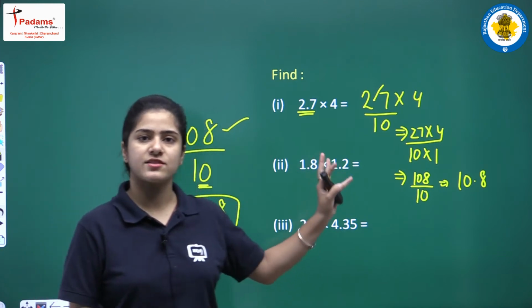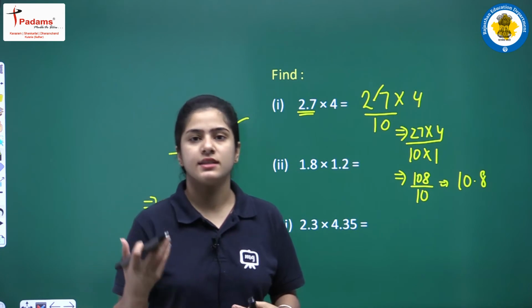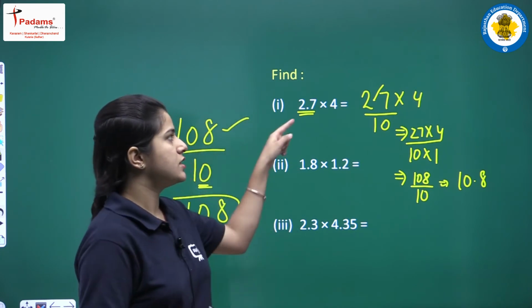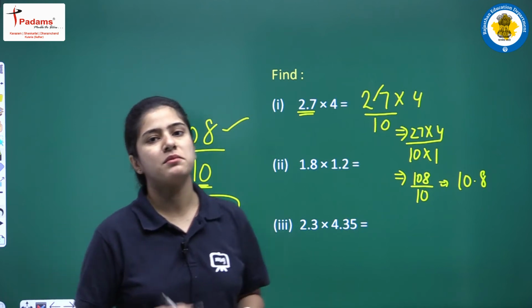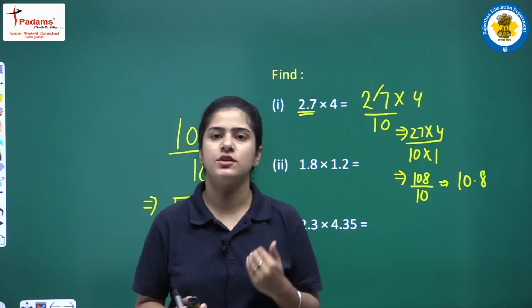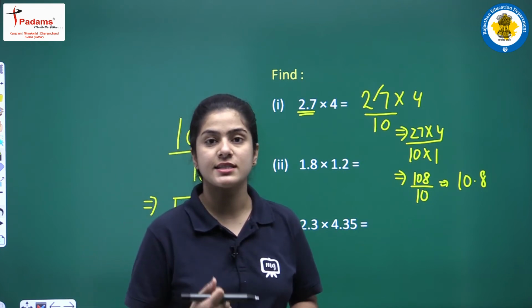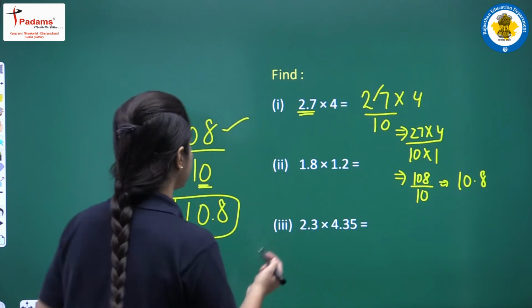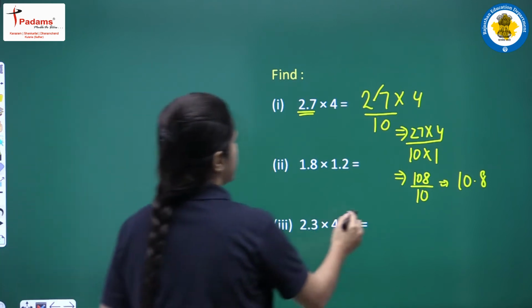So this is the answer of your first question. How can we multiply decimal numbers? Alright students, just remove the decimal, then multiply the numerators and the denominators and then just solve it. In this way you can easily find the product of decimal numbers. Alright students, now we'll discuss question number 2.